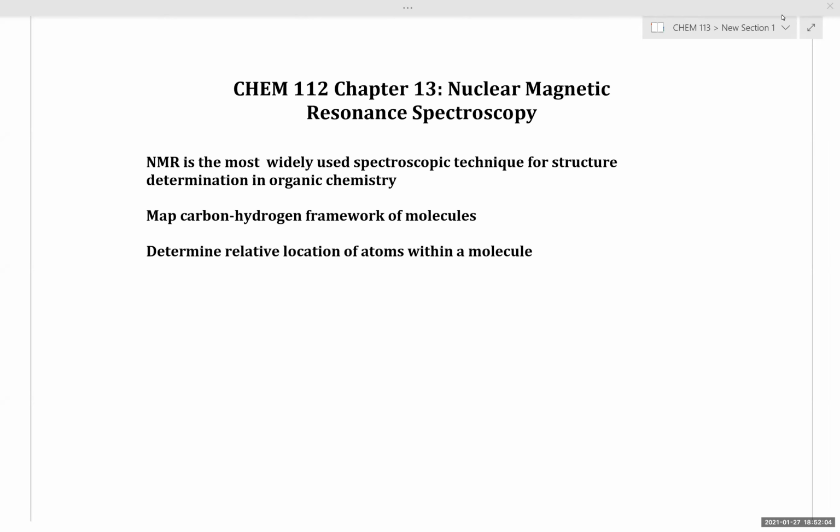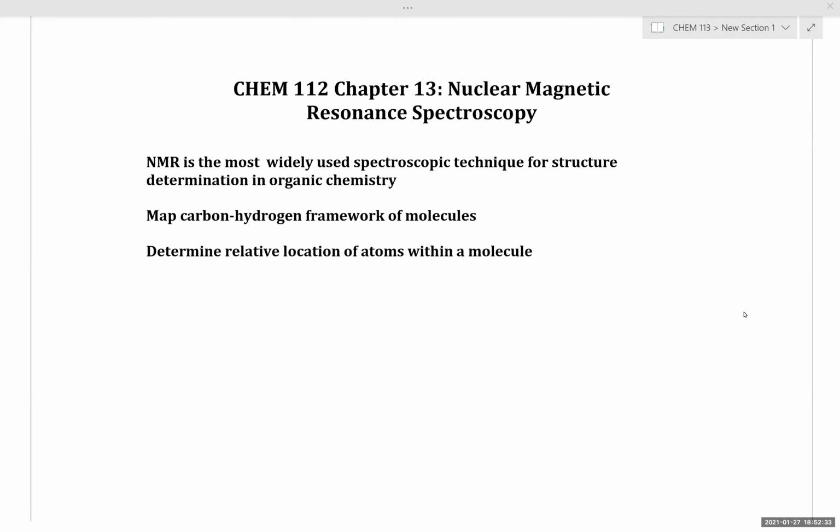As part of our continuation of this lecture on structural elucidation, we're next going to cover chapter 13, which is nuclear magnetic resonance spectroscopy. It is probably one of the most powerful and ubiquitous structural determination techniques in organic chemistry for all classes of organic compound.